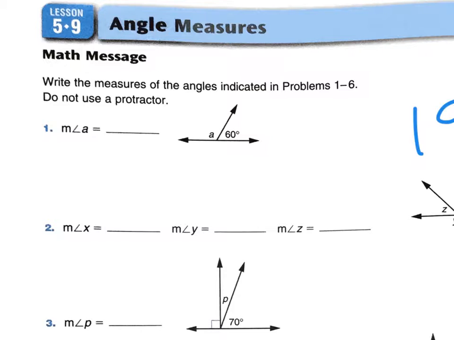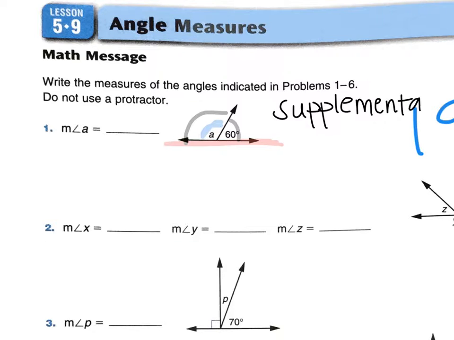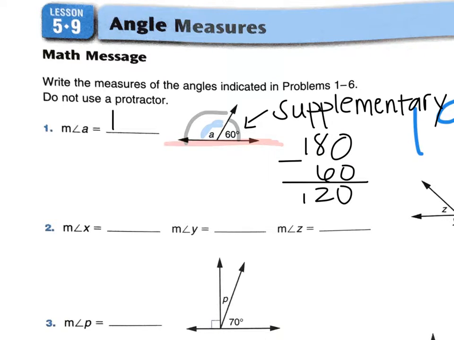So looking at number 1, we need to find the measure of angle A, and what I'm going to use to help me is the fact that I know this is a straight angle, and I know that two angles together that add up to a straight angle are called supplementary. Supplementary angles always add up to 180 degrees. So to figure this out, I'm going to go 180 minus the 60 that I already know, which is right here, and I should get 120 degrees, which would be my answer for number 1. This is one of our simpler problems.